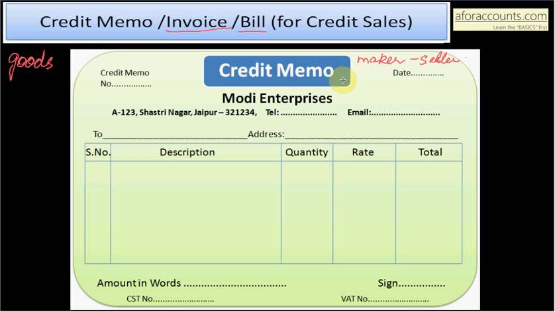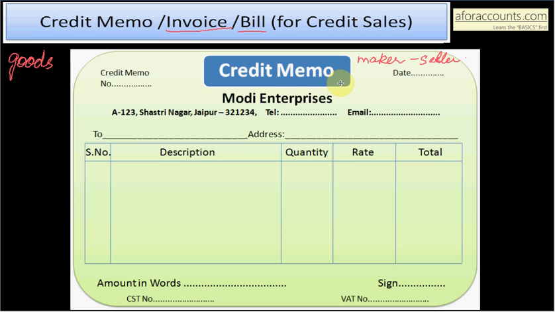So, you have to explain that in case of sale of goods, the supplier issues a credit memo or invoice, and the buyer at that time, since it is credit sales, is not giving any cash. So, that bill is important as proof that credit sales has taken place.